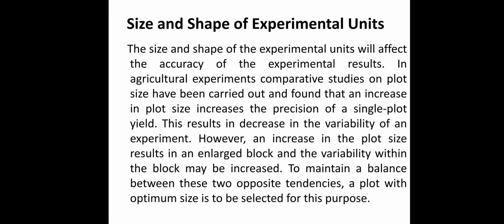Now the other aspect is the size and shape of the experimental unit. How do we decide the size and shape of the experimental unit? The size and shape of the experimental unit will affect the accuracy of the experimental results. In agricultural experiments, comparative studies on plot size have been carried out and it was found that an increase in plot size increases the precision of a single plot yield. This results in a decrease in the variability of an experiment.